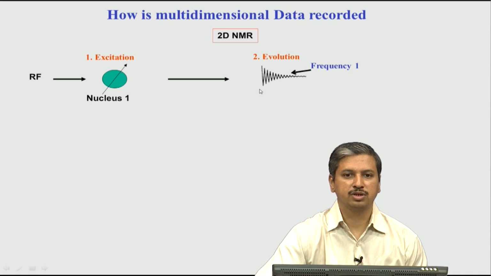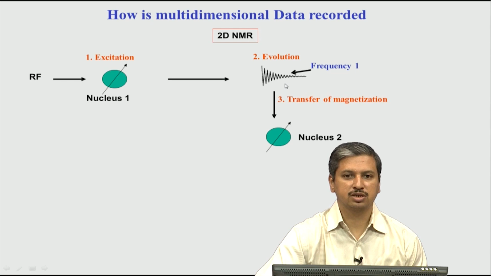In 2D what we do is we allow it to evolve. This is the word used, evolution. Remember, please do not confuse this with the evolution we use in biology, that is called Darwin's evolution. That is a completely different concept. Here the word is just used for evolving a chemical shift. That means the FID, the chemical shift oscillation, will start after you remove the pulse, and this is because of the relaxation and chemical shift.